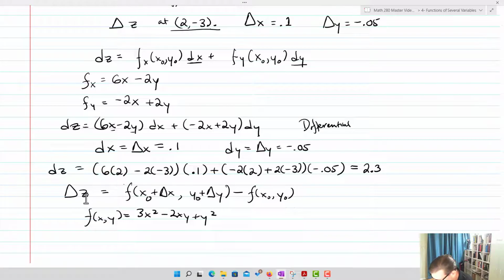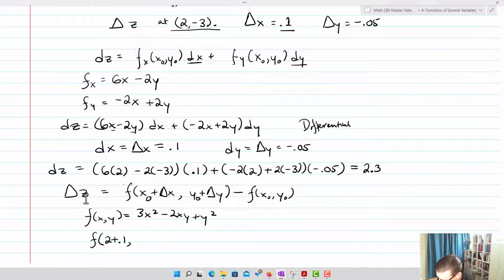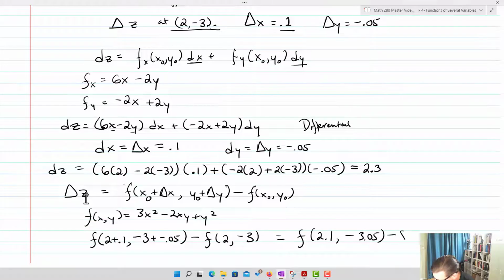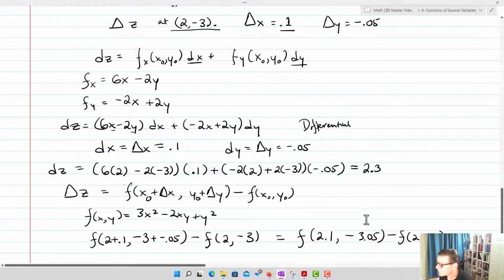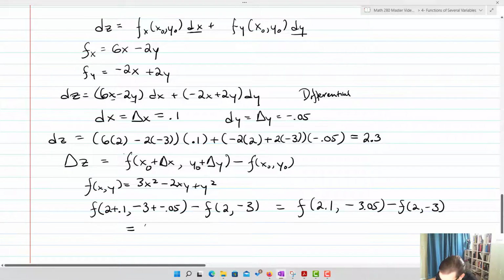Okay? And so what we'll do first is figure out f of 2 plus delta x, which was 0.1, so 2 plus 0.1, comma, and then negative 3 plus negative 0.05. And we'll subtract from that f of 2, negative 3. So this is going to be f of 2.1, negative 3.05 minus f of 2, negative 3. And when we actually plug those values into our function, what do we get? We get 2.3425.